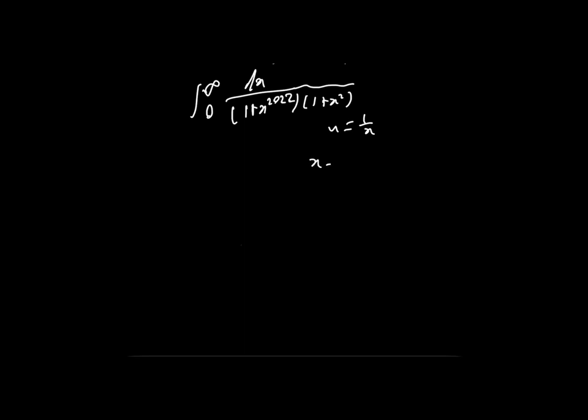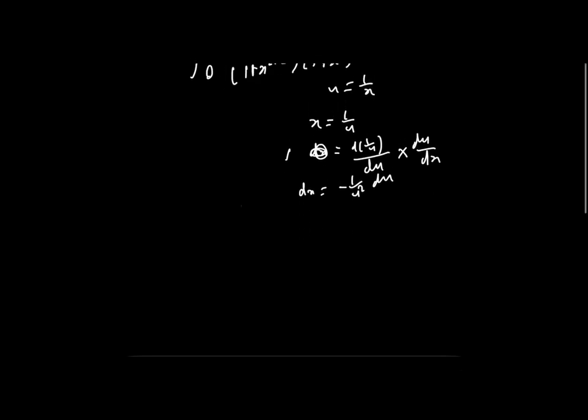So let's try this. x equals 1 on u, let's differentiate. Differentiating both sides, we'll get this times du on dx. So dx will be equal to negative 1 on u squared du. Right, so we know when x approaches infinity, u would approach 0, and when x approaches 0, u would approach infinity.